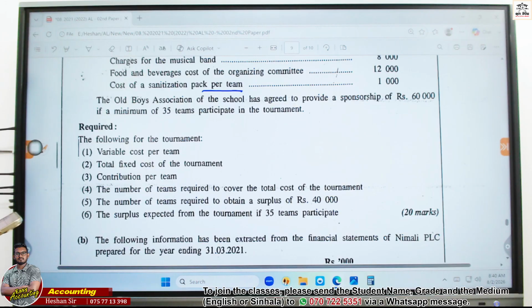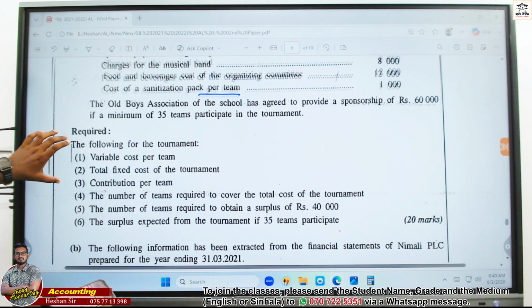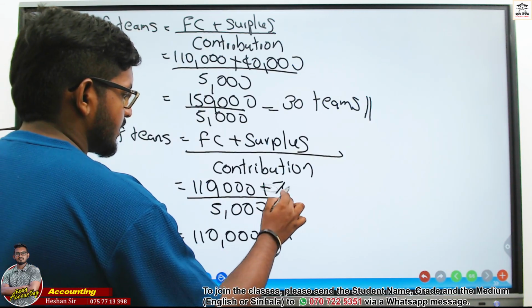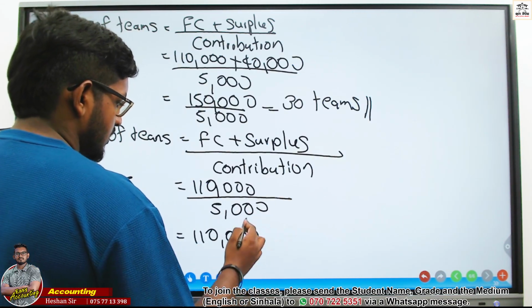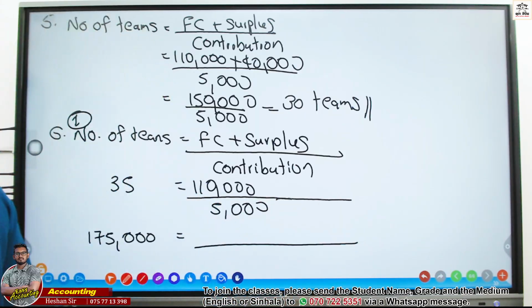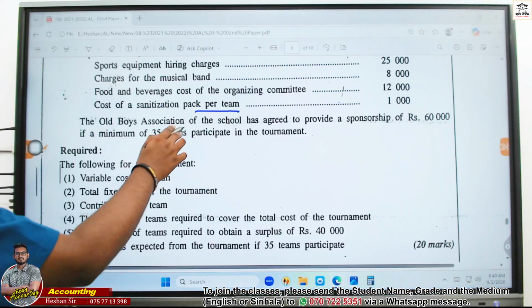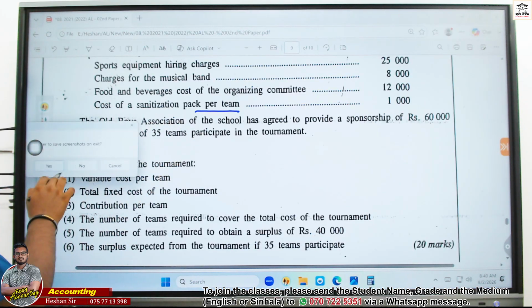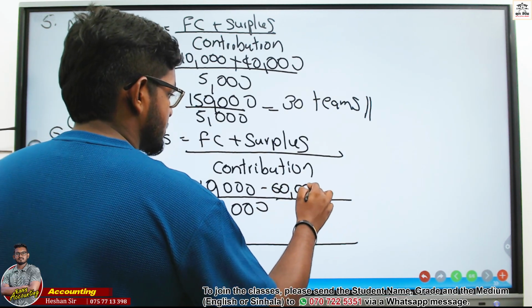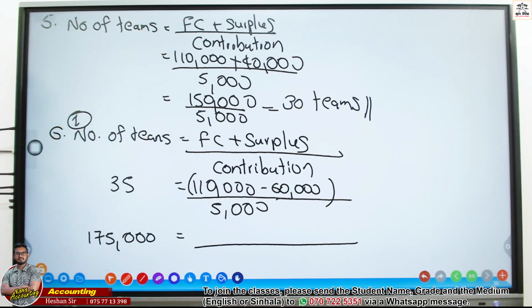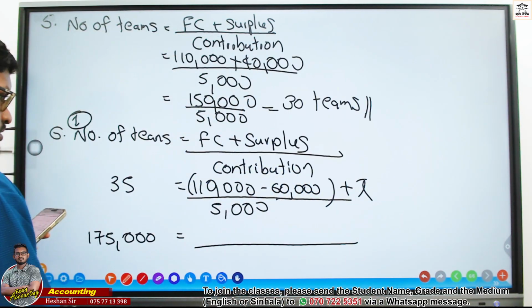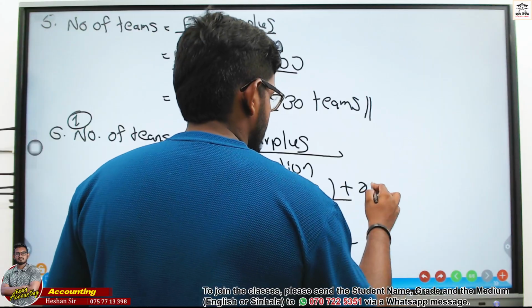Can you hear me guys? Right? The fixed cost decreases. Why? Hey, if there are 35 teams, they are receiving 60 sponsorship. Send me a thumbs up. They are receiving 60 sponsorship. So the fixed cost is decreasing, right? So on the profit, that is the surplus.